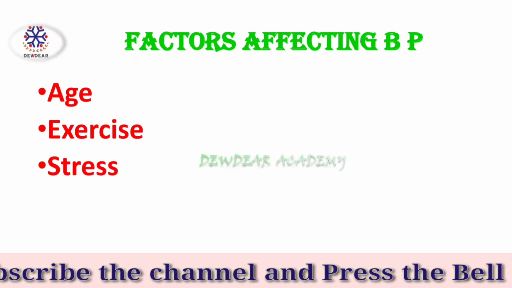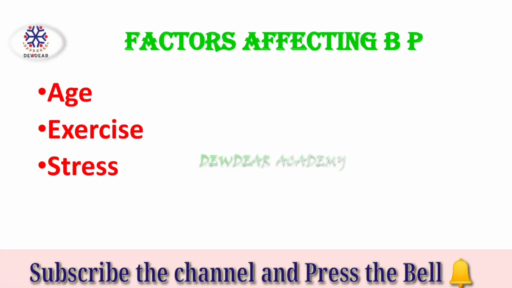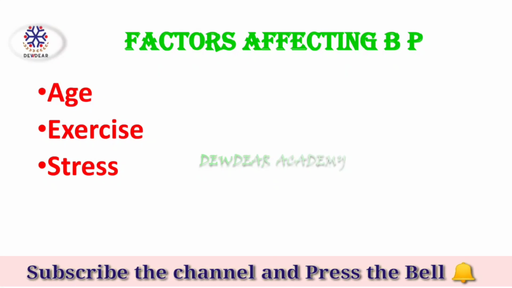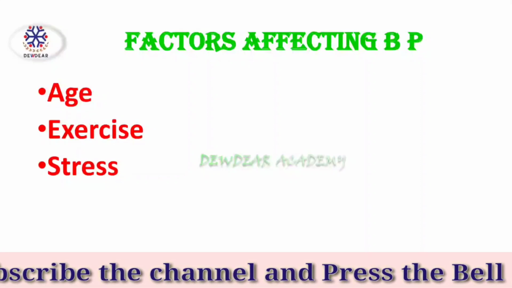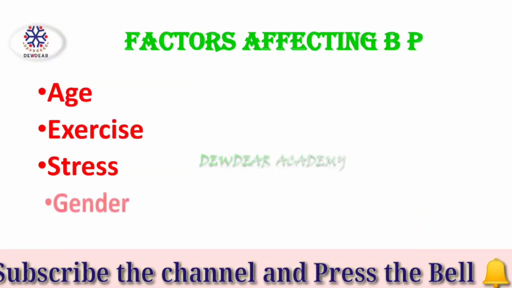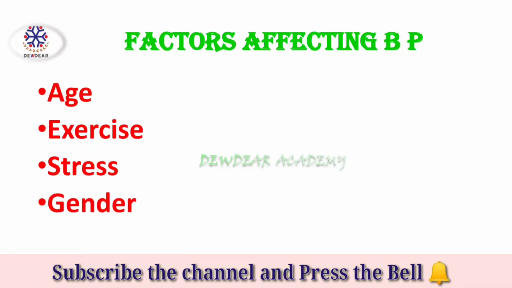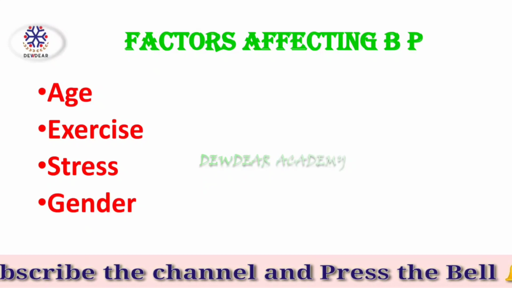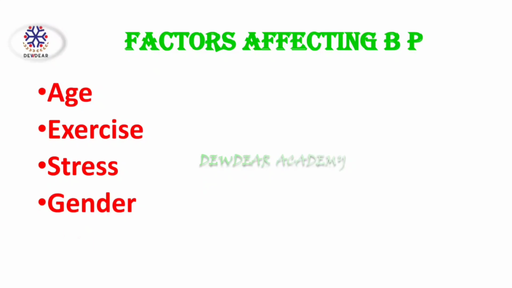Stress. Severe emotions like anxiety, fear, etc. causes the sympathetic nervous system to get activated, and thus there will be vasoconstriction of the arteries. It increases the heart contractions and ultimately raises the BP. Gender. After puberty, females have lower blood pressure than males due to the hormonal variations. But after menopause, BP increases in women.